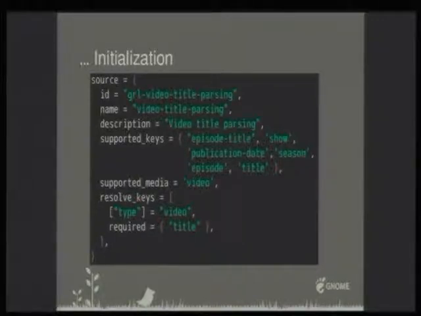And it's interesting for the plugin to filter it, right? If I want to give you lyrics information, I don't want to do it for images, right? So this is very handy in several cases. So you can set supported media for these plugins. And resolve keys is for the resolve operations. It says what is required. So all it needs is a title, like the file name in this case.